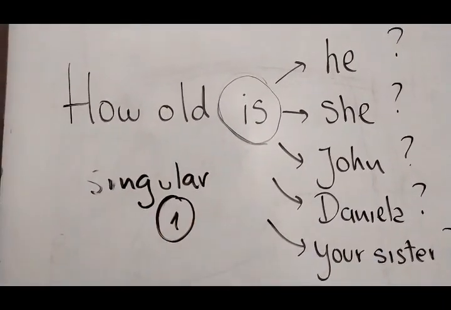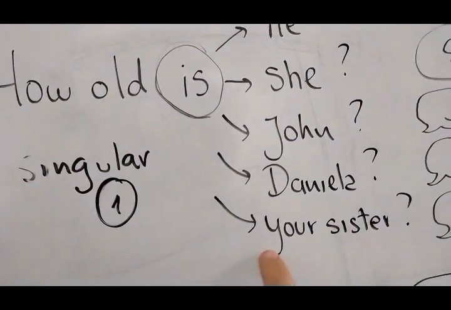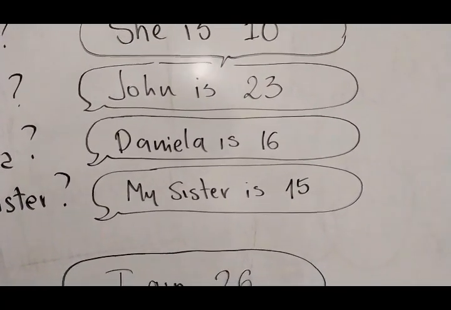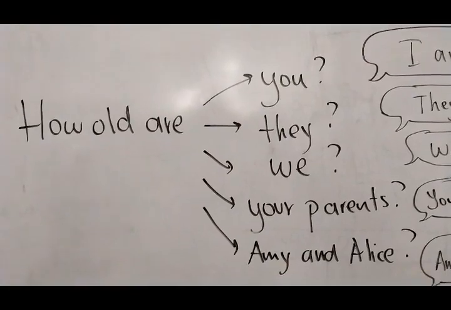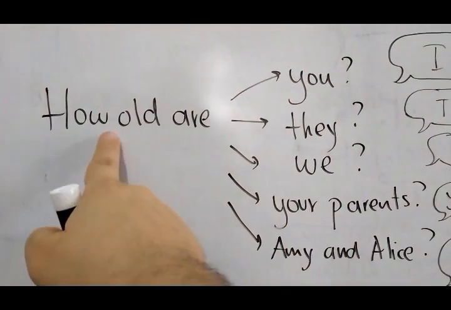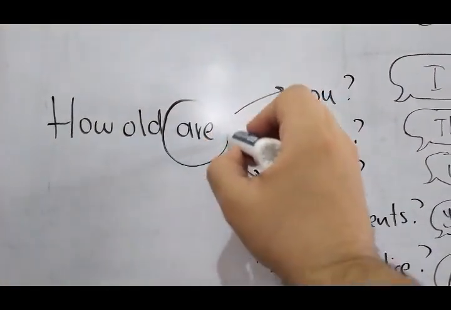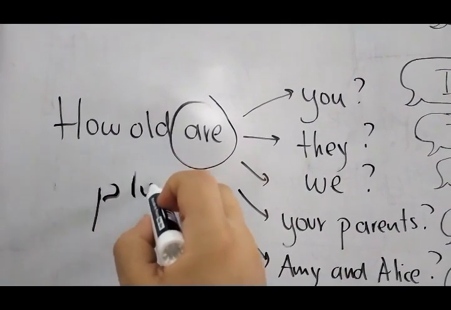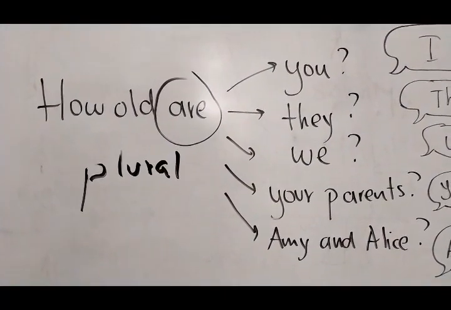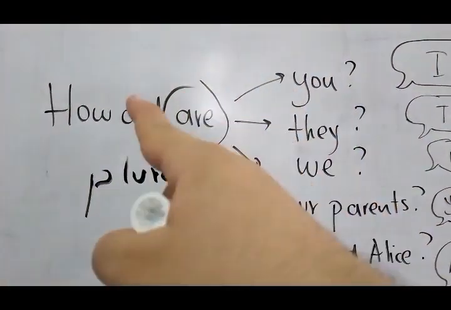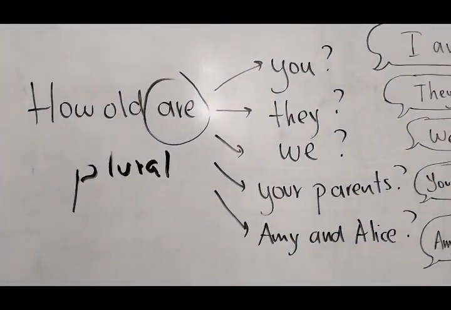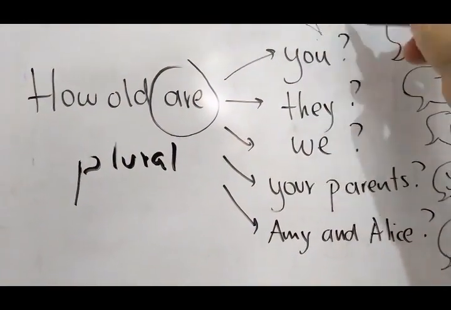How old is your sister? ¿Cuántos años tiene tu hermana? My sister is 15. Mi hermana tiene 15. Okay, we continue here. In the examples above, we use is. In this case, we use the verb to be are, because we're going to talk about subjects in plural. Yes. For example, how old are you? ¿Cuántos años tienen ustedes? O recuerden que you también se puede utilizar para ¿cuántos años tienes tú? Esta es la única excepción.